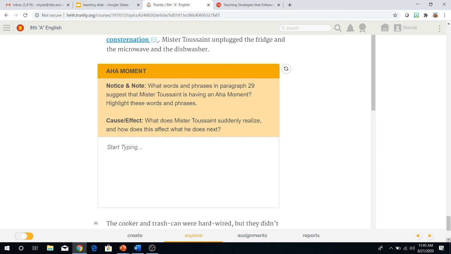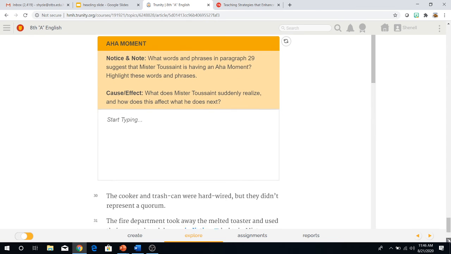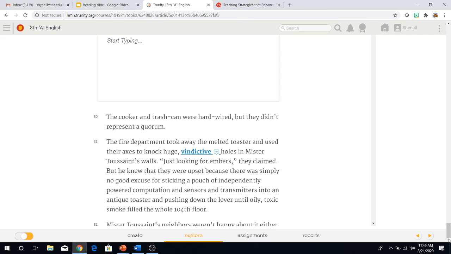Cause and effect. What does Mr. Toussaint suddenly realize, and how does this affect what he does next? Again, take your time, think about it, and write your answer in your textbook or in your notebook. And then we come to the last few paragraphs, which is 30, 31, and 32. And you'll notice that in paragraph 31, we have our very last critical vocabulary word.